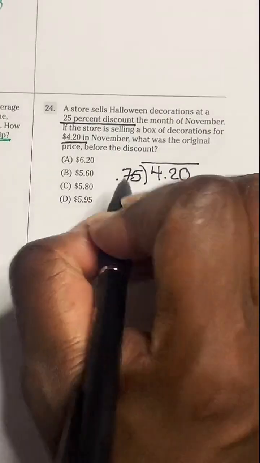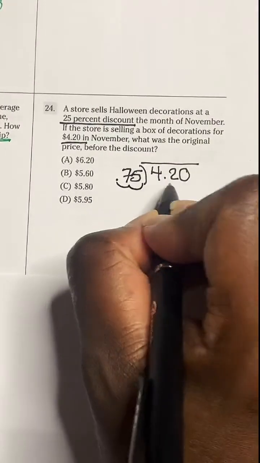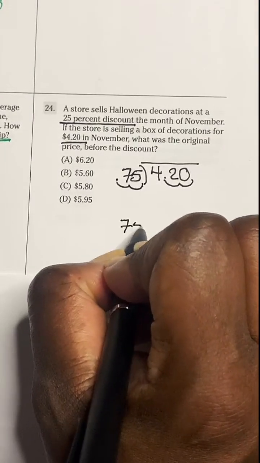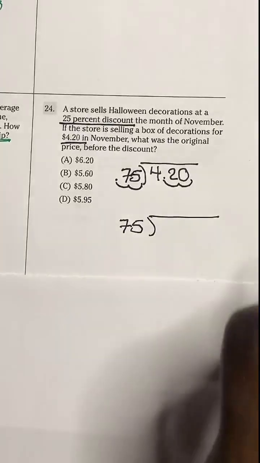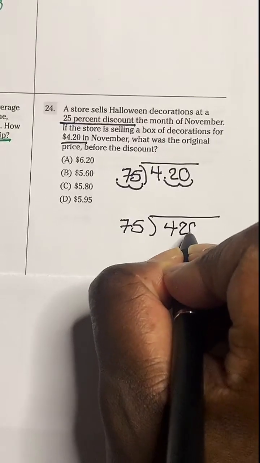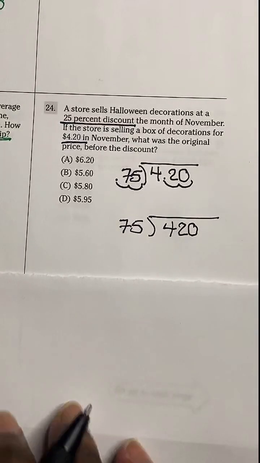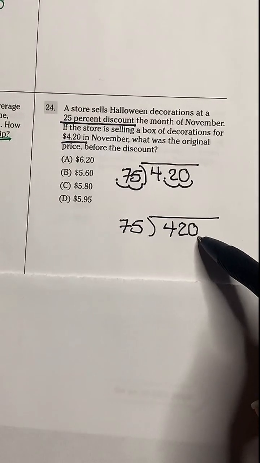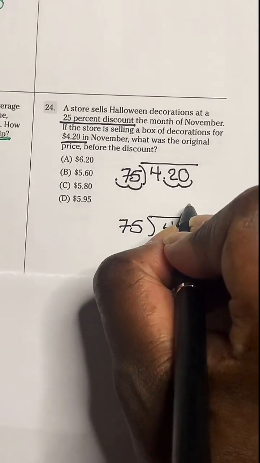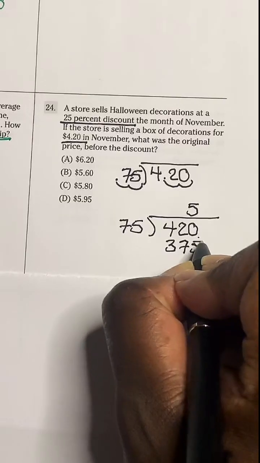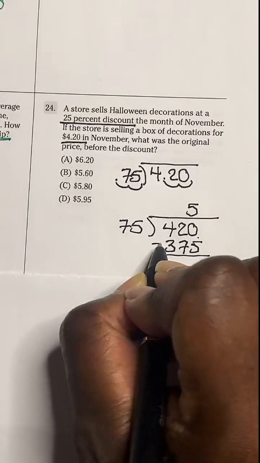So, I can't have a decimal in my divisor. So that means I have to move it 2 spaces so it can be a whole 75. And then instead of $4.20, we're going to make this $420. Keep the decimals nice and easy. So now we need to figure out how many 75s can go into 420. So that is going to be 5 because that's 375. Because anything else will definitely be more than 420. So since it's in the 5s, A is out.